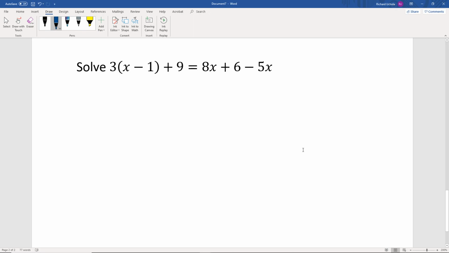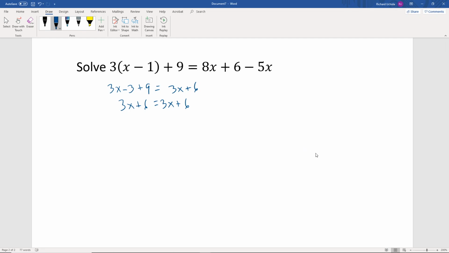To solve the equation 3 times the quantity x minus 1 plus 9 equals 8x plus 6 minus 5x, let's distribute and also combine like terms. Distributing the 3, we get 3x minus 3 plus 9 equals, now on the right side we could do 8x minus 5x, so that'll be 3x plus 6. Combining the like terms on the left-hand side, negative 3 plus 9, we get 3x plus 6 equals 3x plus 6. Obviously, those are equal to each other, no matter what x would be.